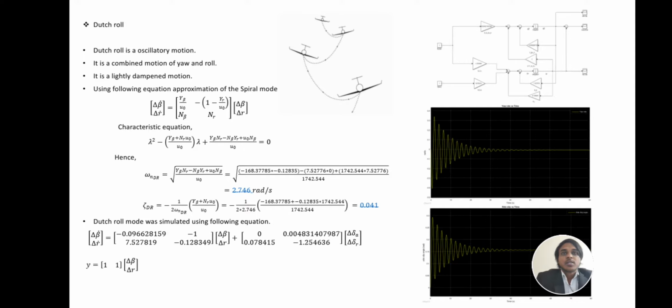An approximation for the Dutch roll mode can be made using the equation in the middle. From that we can get a natural frequency of 2.75 radians per second and a damping ratio of 0.041. Simulation can be made using the bottom state space model. The Simulink model for the Dutch roll mode is shown in the top figure, with the response of the yaw rate in the middle and the response of the sideslip in the bottom.